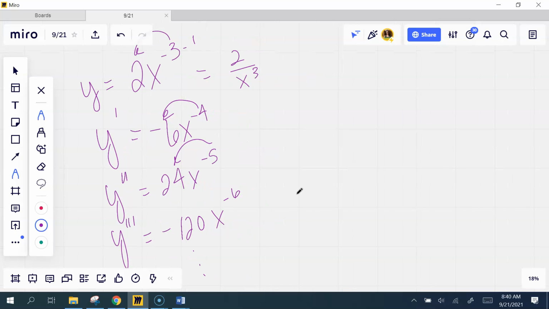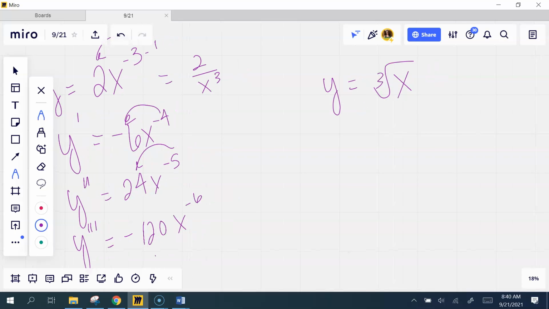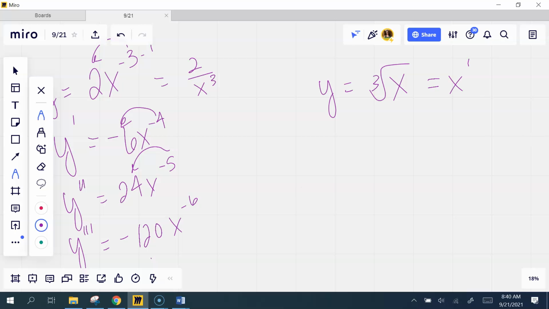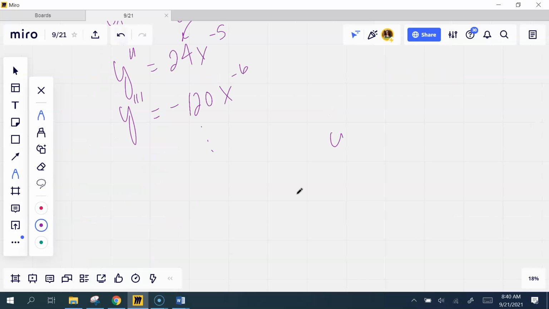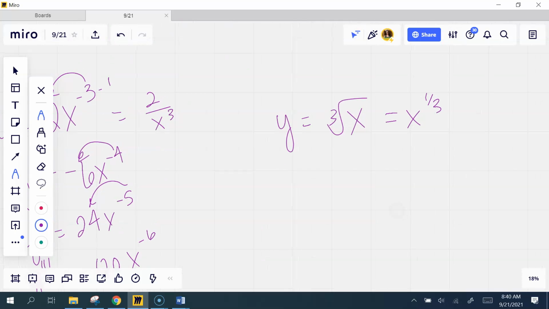What if it's something like this? You just do it to the 1/3. So the derivative is, you multiply by 2/3. I could do it again.